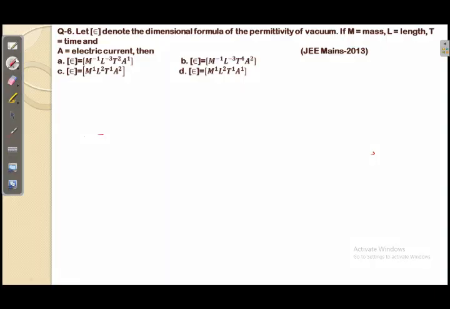So the next question is question number 6. This should become epsilon naught. Let epsilon naught denote the dimension formula of the permittivity of the vacuum. If M is equal to mass, L is equal to length, T is equal to time, and A is equal to electric current, then we have to find the dimension formula of epsilon naught. This question was asked in JEE Mains 2013.